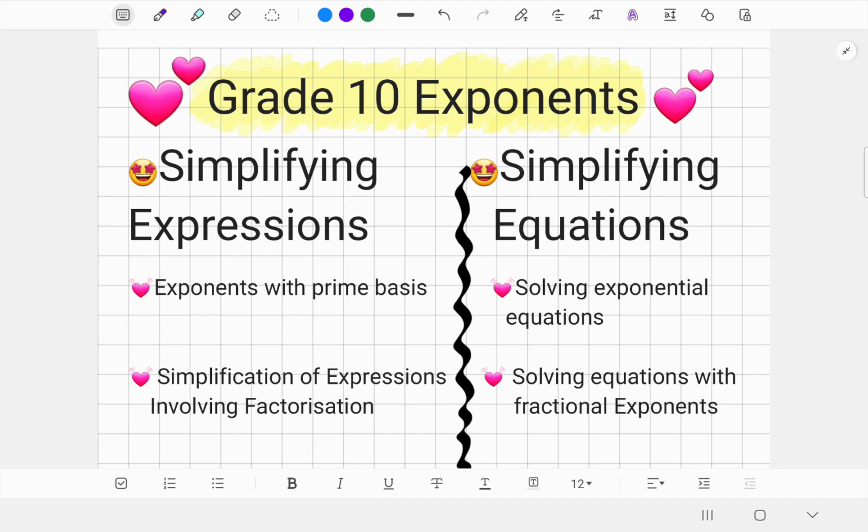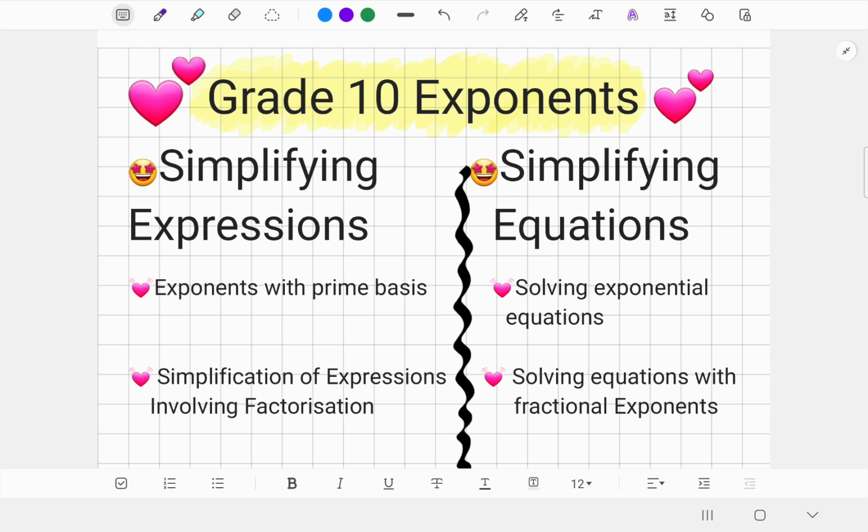If you break it into two, there's simplifying expressions with exponents and there's simplifying equations with exponents. Underneath simplifying expressions, you get exponents with prime bases and simplification of expressions involving factorization. Mainly your three big types: HCF, difference of two perfect squares, and a trinomial. Then the simplification of equations is solving exponential equations and solving equations with fractional exponents. So that means there's a fraction on top as the exponent.